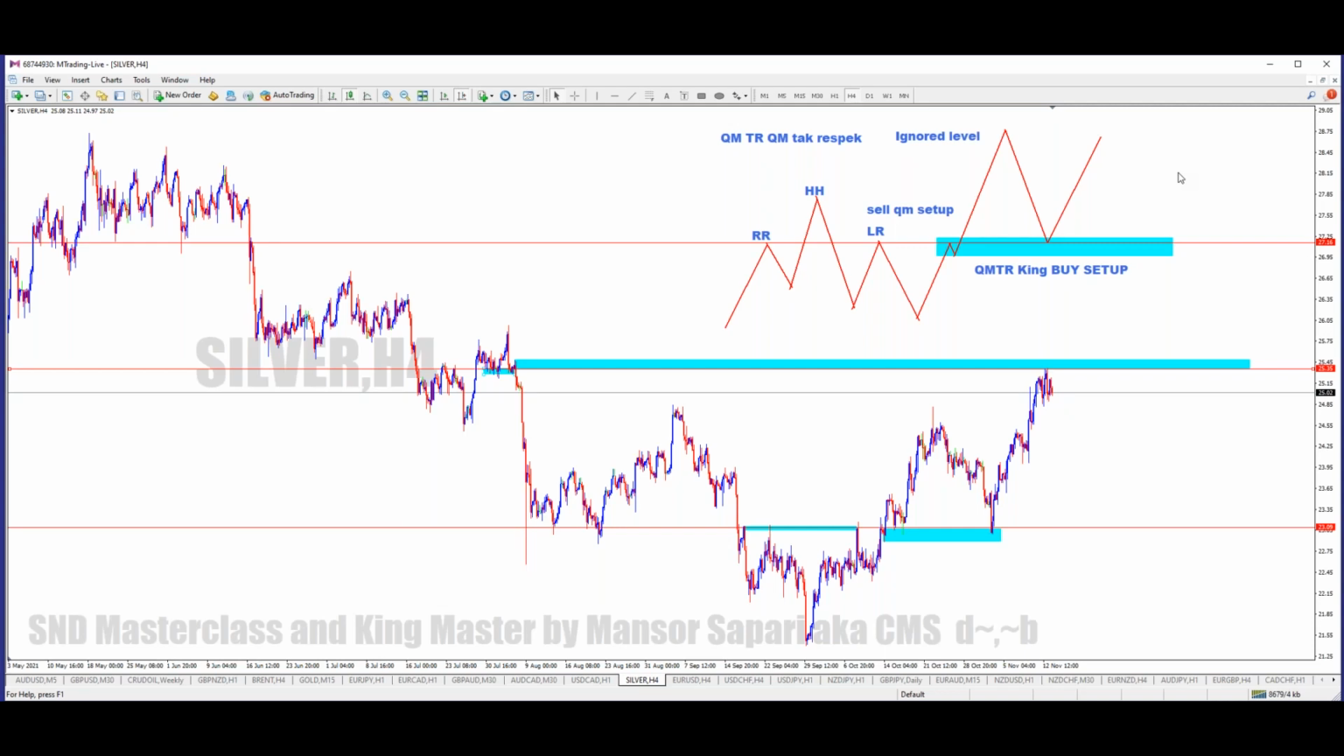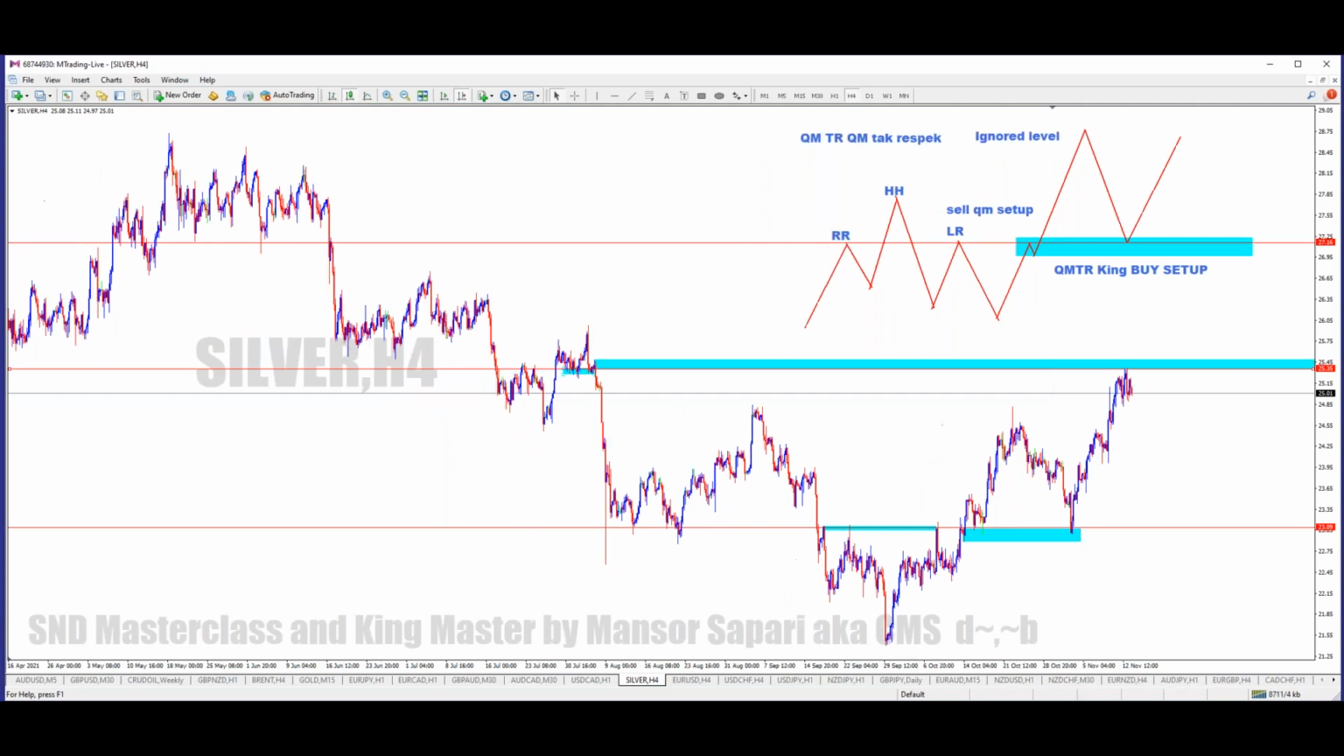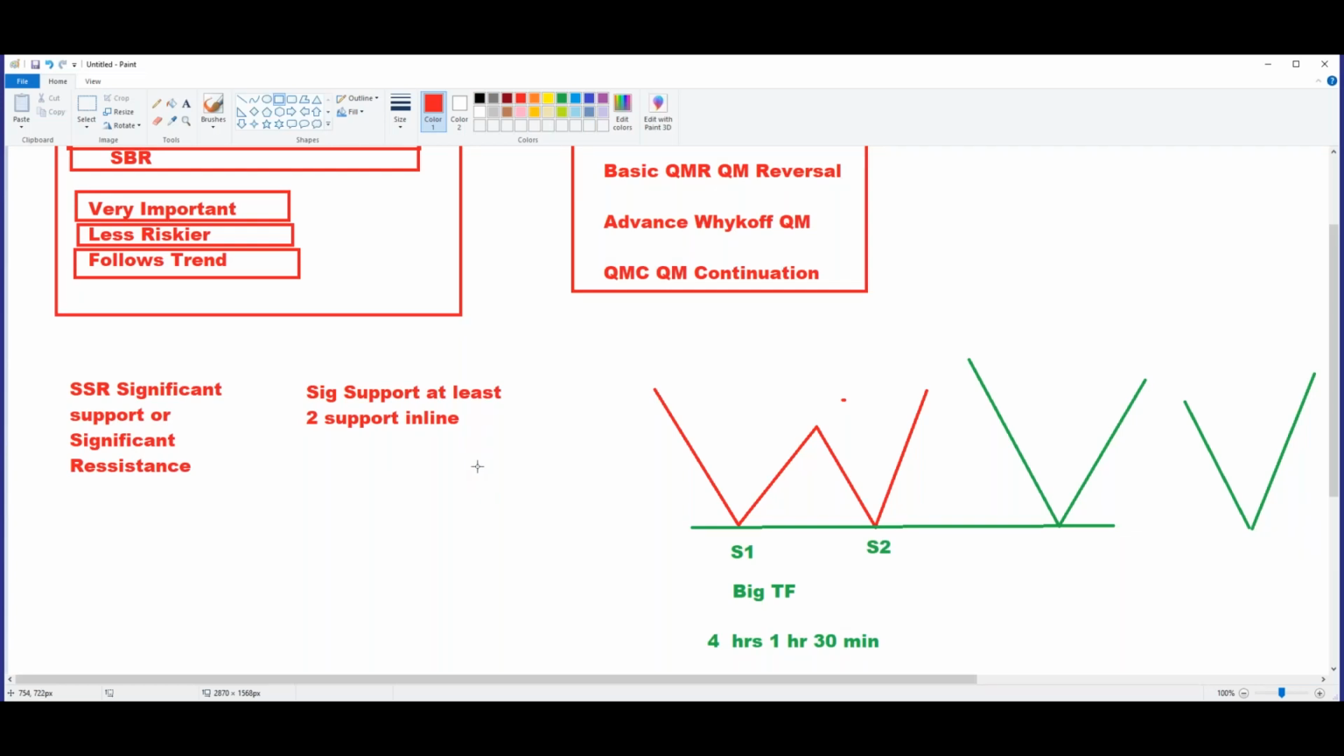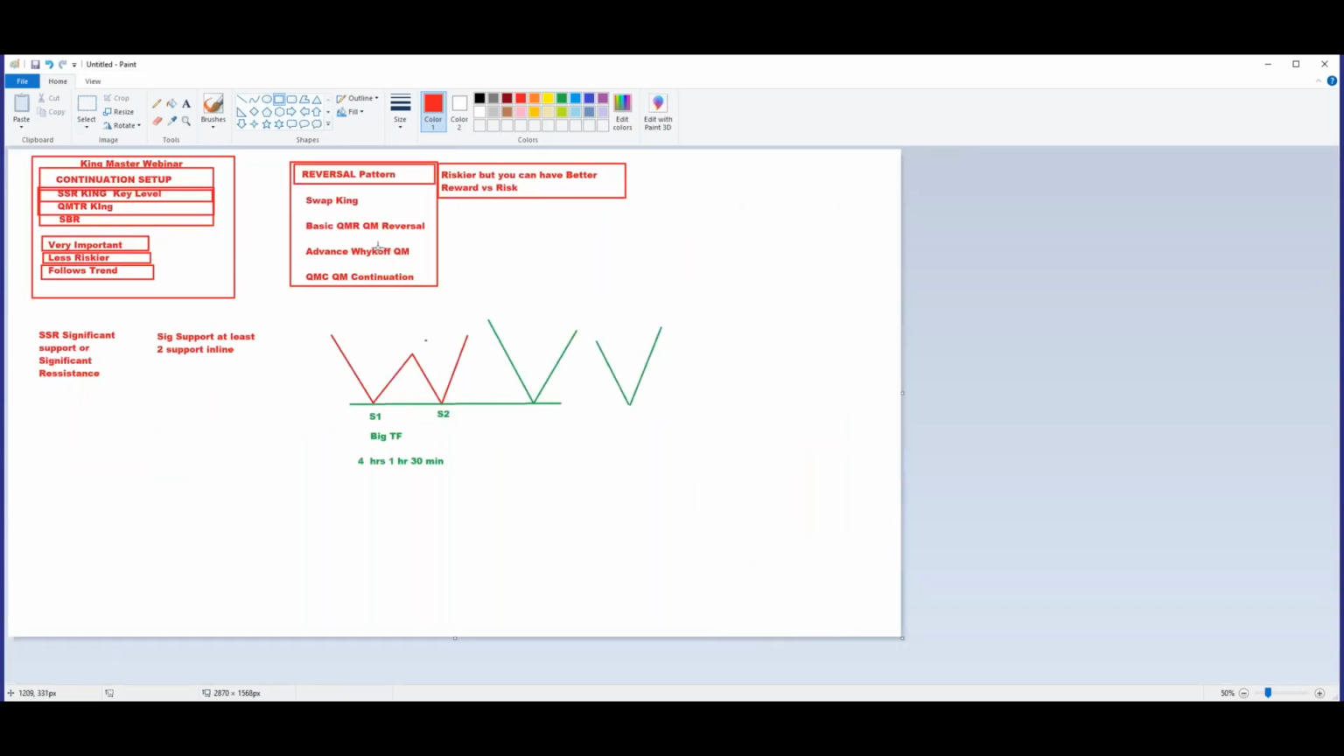Can you show me QML on the chart, please? Tomorrow. Tomorrow we will learn the QML, because what we have just learned is a continuation setup. But tomorrow we will learn first swap king and then we will learn QM, so that we can start reversal chart patterns by tomorrow. Is that okay?